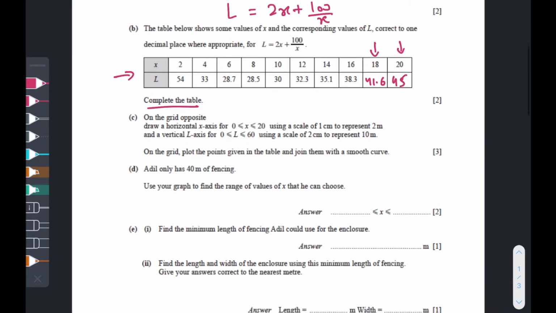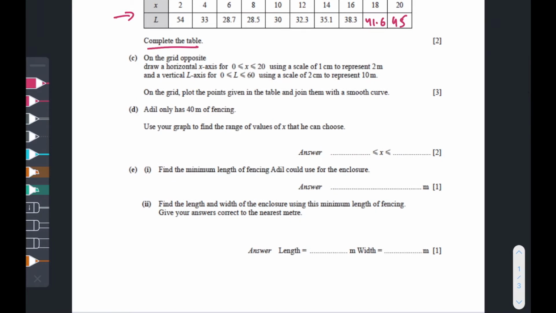Okay. The next part says on the grid opposite, draw a horizontal x-axis for 0 to 20 using a scale of 1 centimeter to represent 2 meters. I've done this already, I'll show it to you. And a vertical L-axis for 0 to 60 using a scale of 2 centimeters to represent 10 meters. I've done this as well. On the grid, plot the points. This is also done in the table, and join them with a smooth curve. I still need to do this.